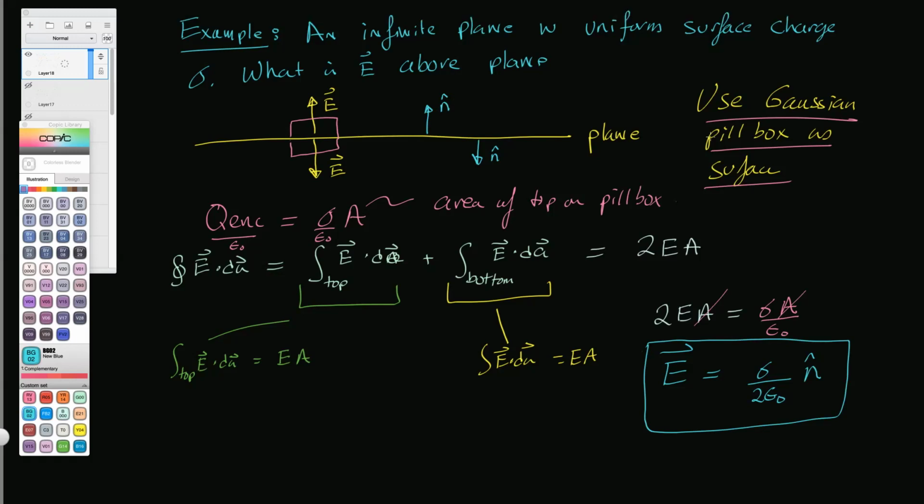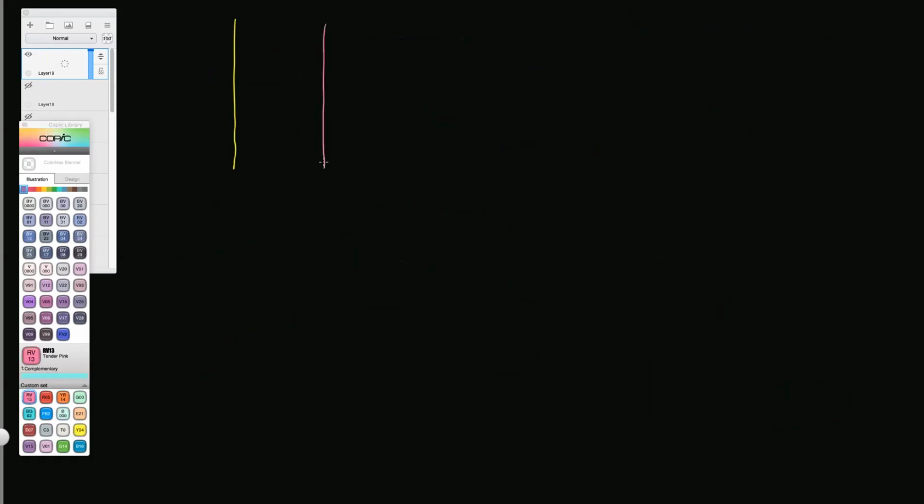Okay. Let's use this fact to do another problem. So we're going to do another planar problem. We're going to have two infinite parallel planes. We'll look at a side view of them here, and they are next to each other. And we want to find the field.